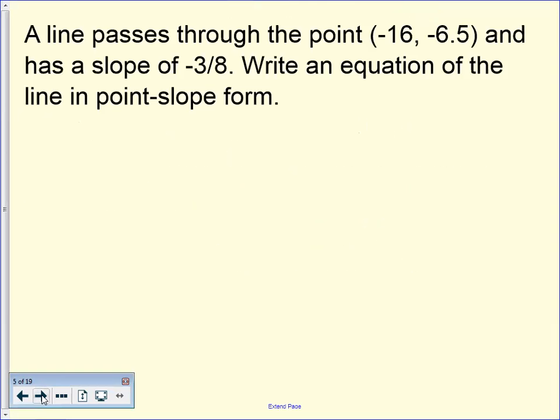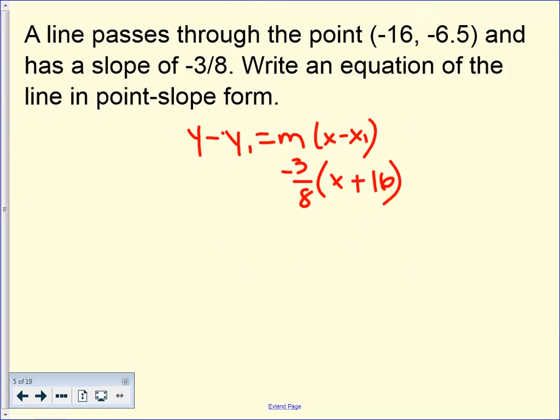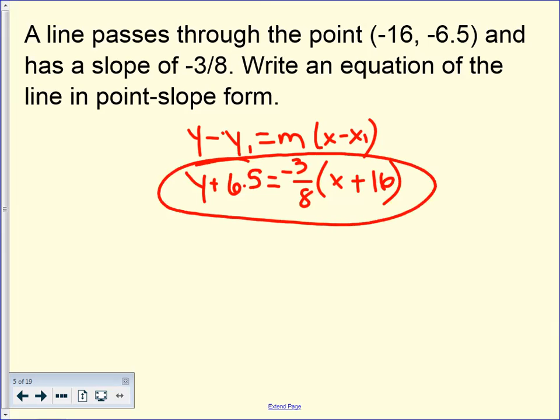All right, guys, you take a shot at this. Try and see if you can get this one. All right, let's see if you got what I'm going to get. y minus y1 equals m times x minus x1. My slope is -3/8. My x1 is -16. So in my equation, it's going to turn to positive. y minus my y1, which is -6.5. Since it was negative, it's going to turn to positive. And there we go. That's what you should have gotten.